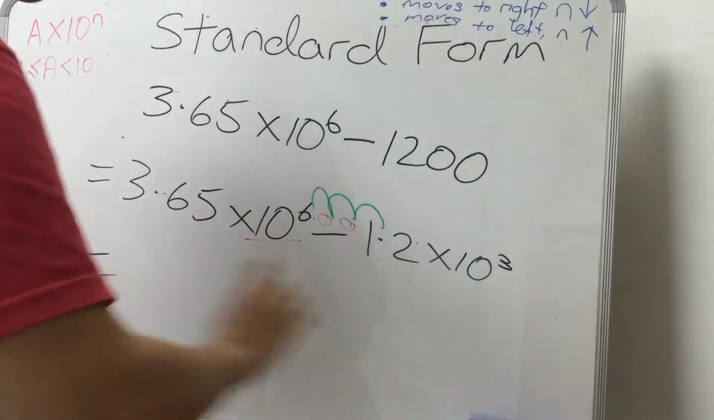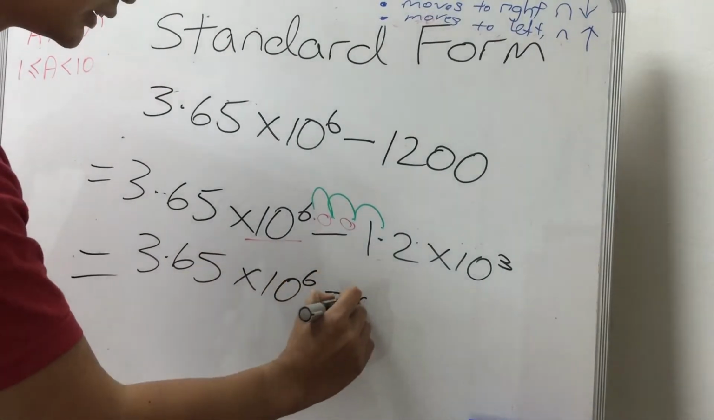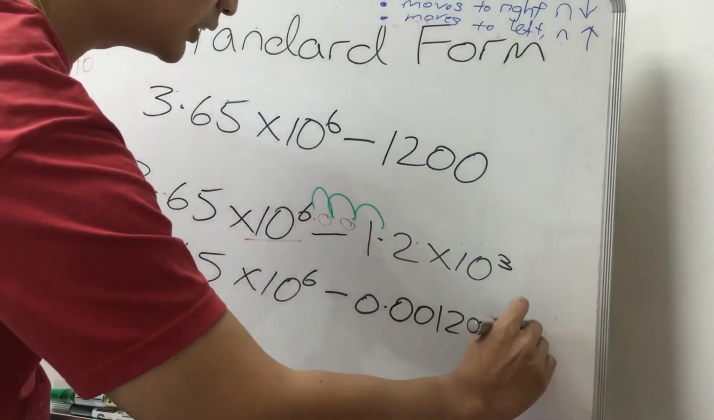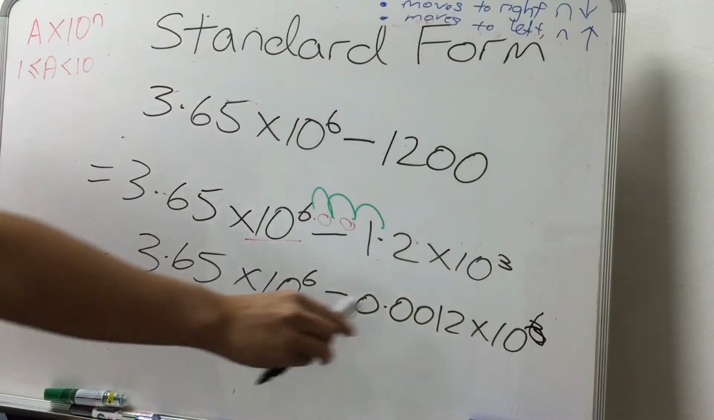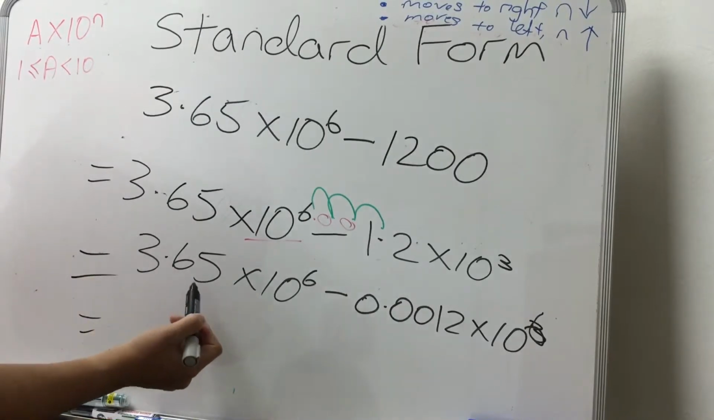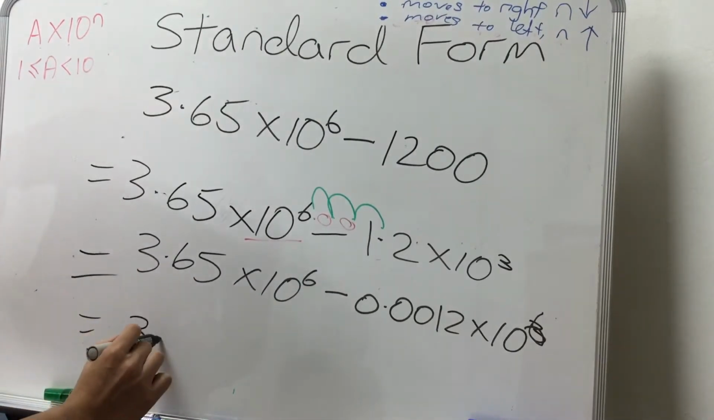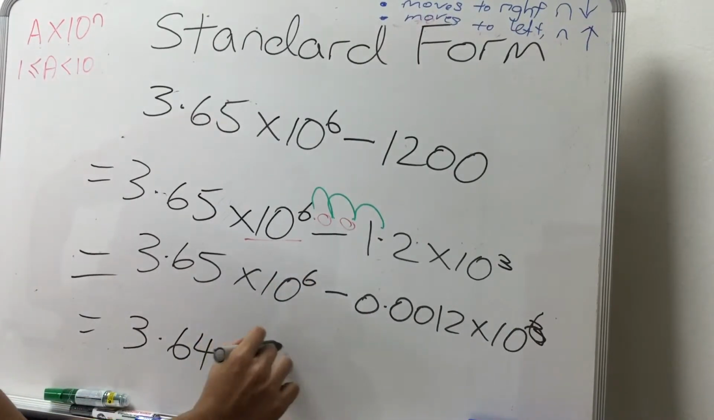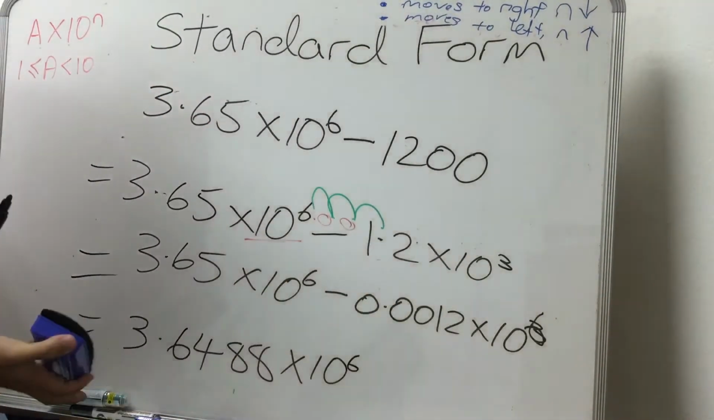Okay, so after rewriting this, we have 3.65 times 10 to the power 6 minus 0.0012 times 10 to the power 6, my bad. So now they are the same power. Yep, we can minus them off easily already. So 3.65 minus 0.0012, what will it give you? It will give you 3.648 times 10 to the power 6. Okay, so this is the subtraction part.